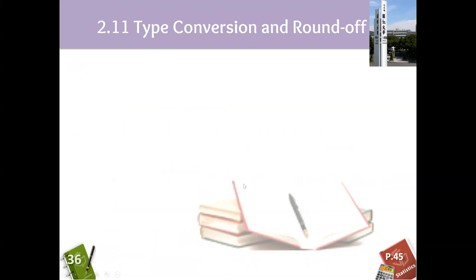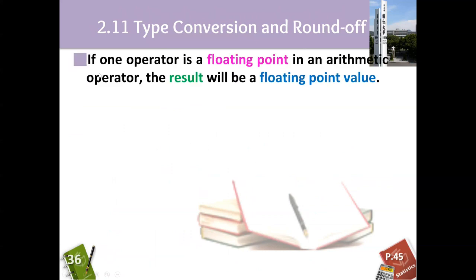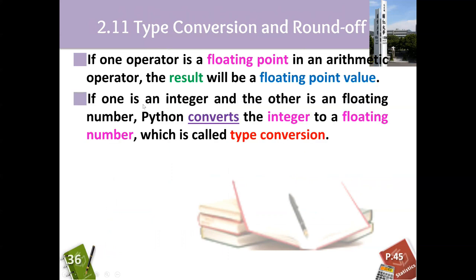So, types of conversion and round off. If one operand is floating point in an arithmetic operation, the result will be a floating point value. If one is an integer and the other is a floating number, Python converts the integer to a floating number, which is called type conversion.